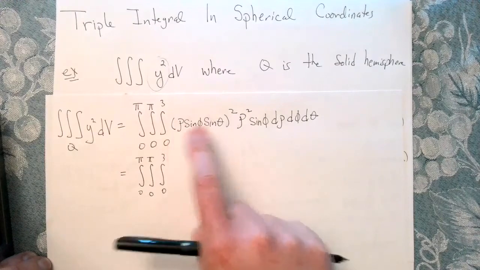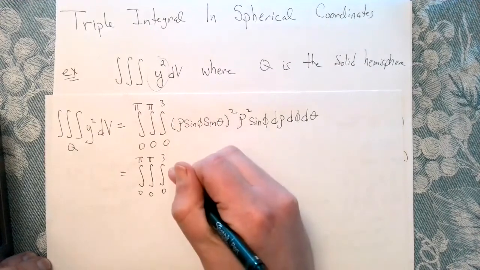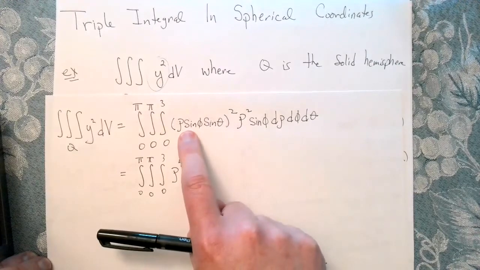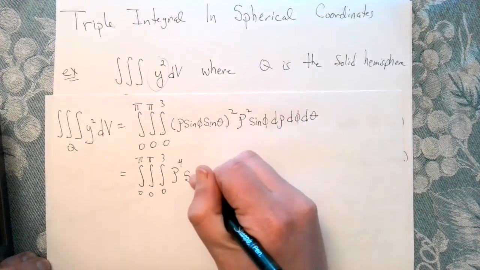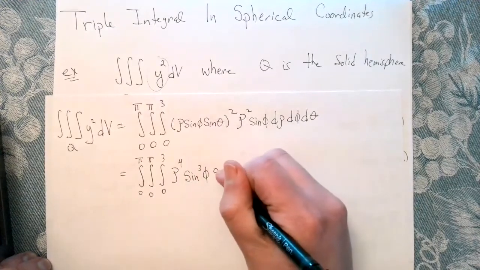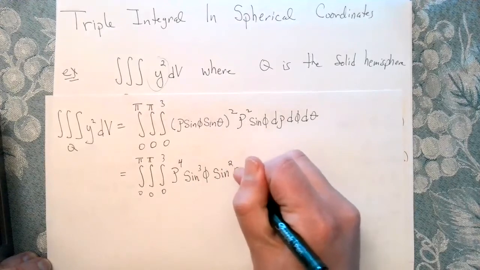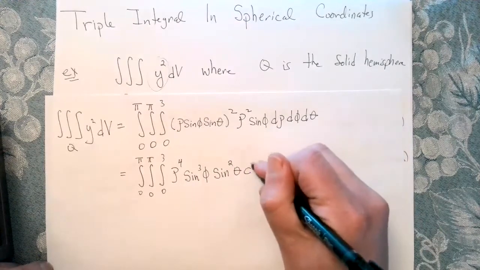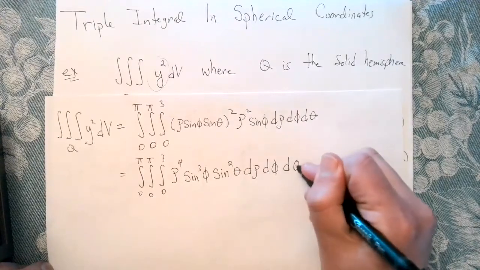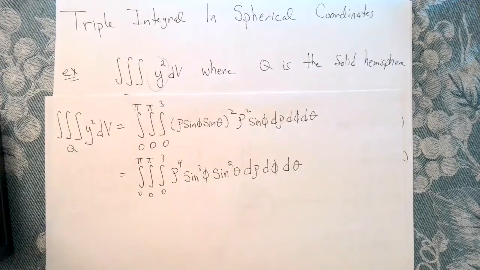Okay, so I've got rho squared times rho squared. That's going to be rho to the fourth. So rho to the fourth. I've got sine squared of phi, right? Sine squared of phi times sine of phi. That's going to be sine cubed of phi. And then I've got sine squared of theta. So sine squared of theta. And then this is d rho, d phi, d theta. Okay, so that seems pretty good.